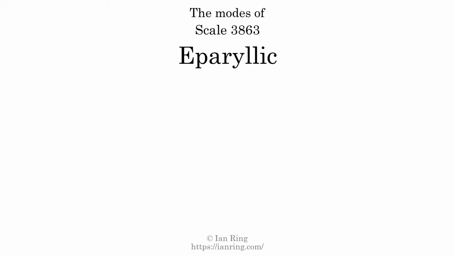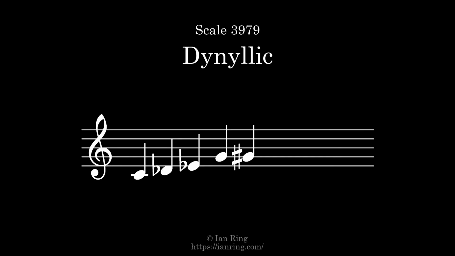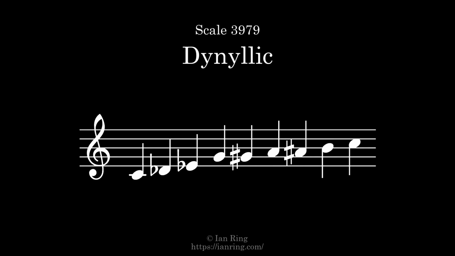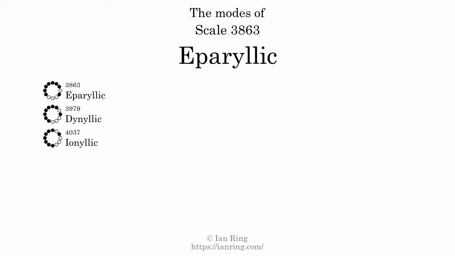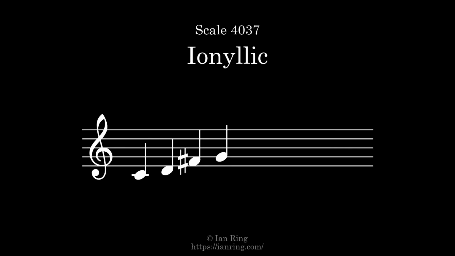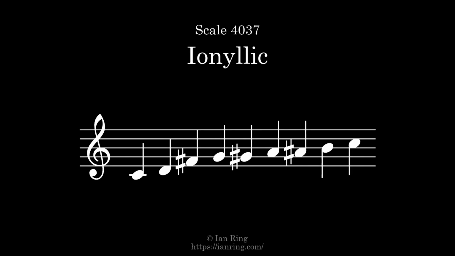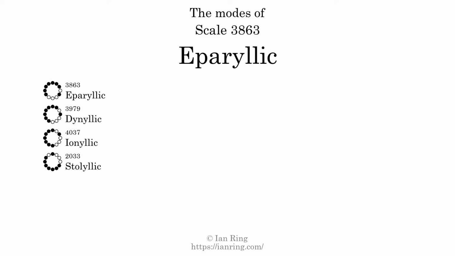This scale has 8 modes. The first mode is itself. The second mode is scale 3979, also known as Eparyllic. It sounds like this. The third mode is scale 4037, also known as Eparyllic. It sounds like this. The fourth mode is scale 2033, also known as Eparyllic. It sounds like this.